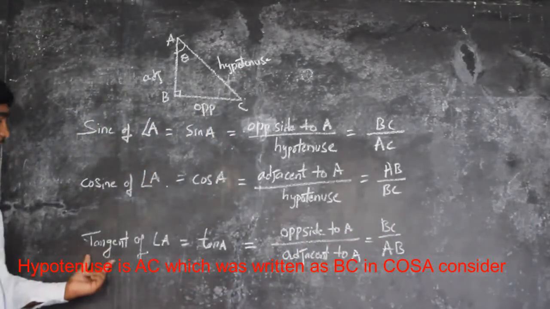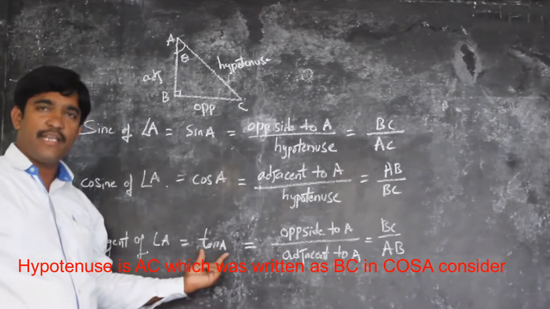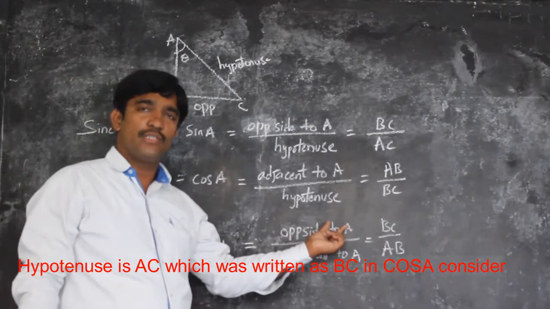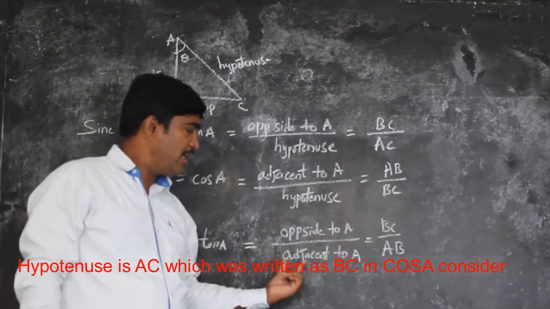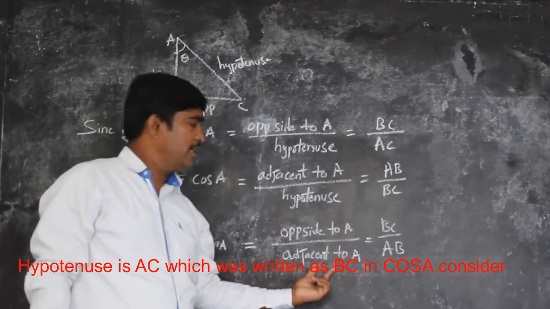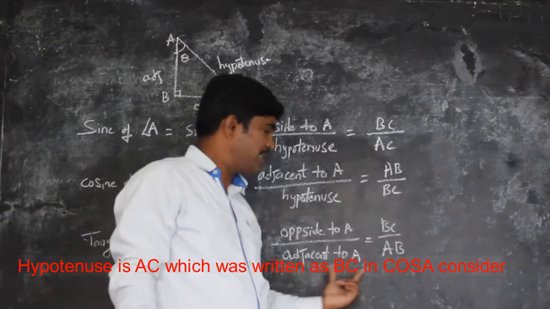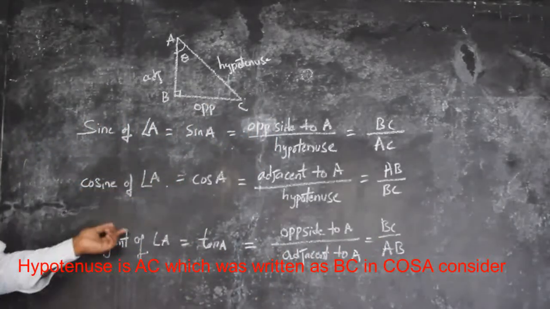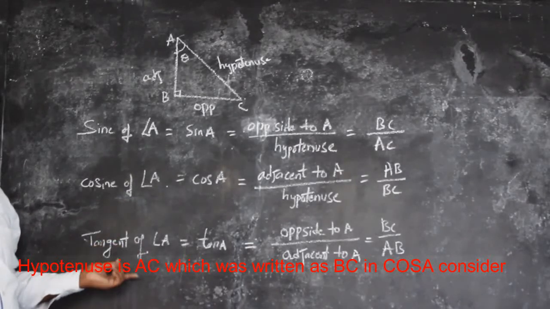Now the third ratio. What is the third one? Tangent of A, simply called tan A. What is tan A? It is the side opposite to the angle by the side adjacent to that angle. What is the opposite here? BC by the adjacent, AB. This is how we define the three ratios of a triangle ABC.